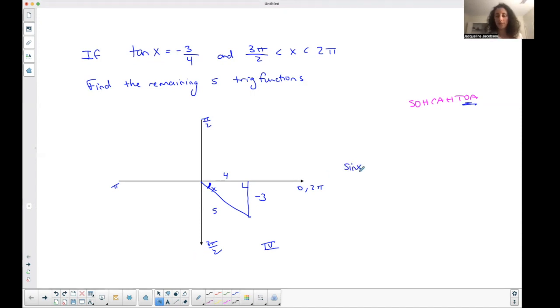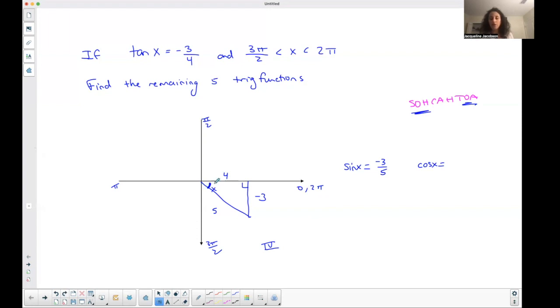Sine of x, do I have space? Cosine of x, I guess. Let's go there. Sine of x, so of SOHCAHTOA, is opposite over hypotenuse. So opposite is negative 3, hypotenuse is 5. And I want you to recognize the fact that the trigonometric function sine in quadrant 4 is negative. That follows suit with what the signs are supposed to be.